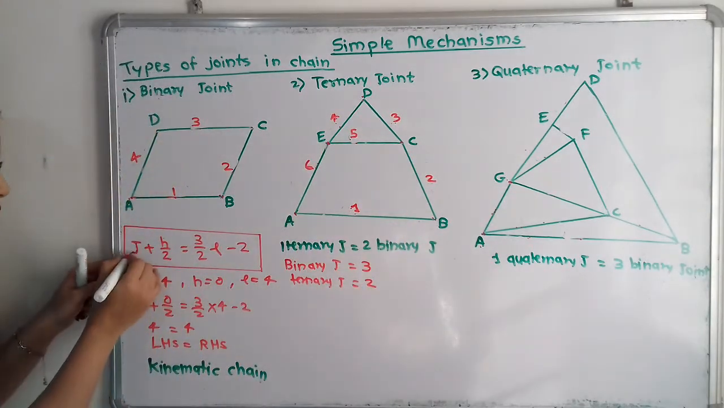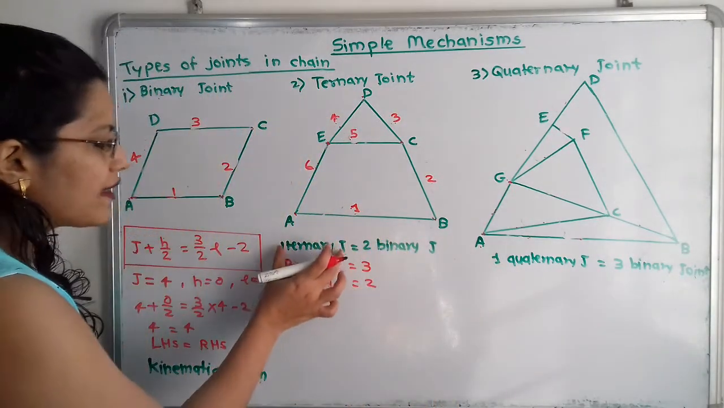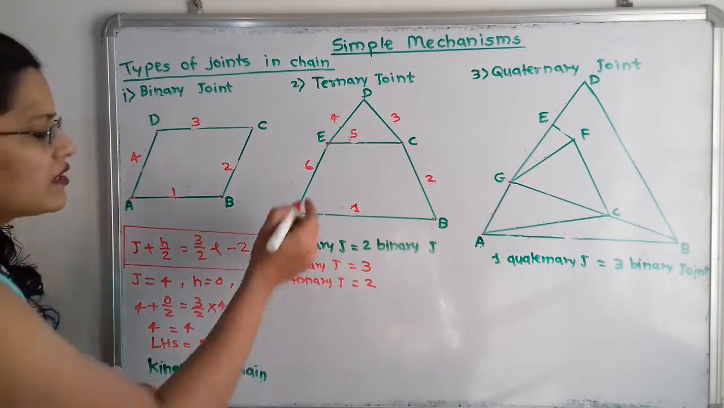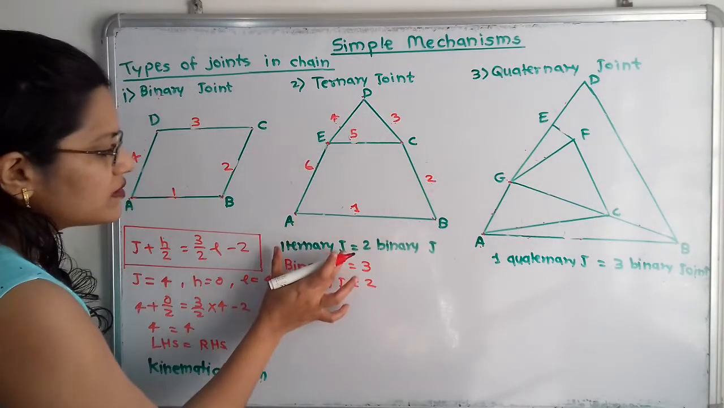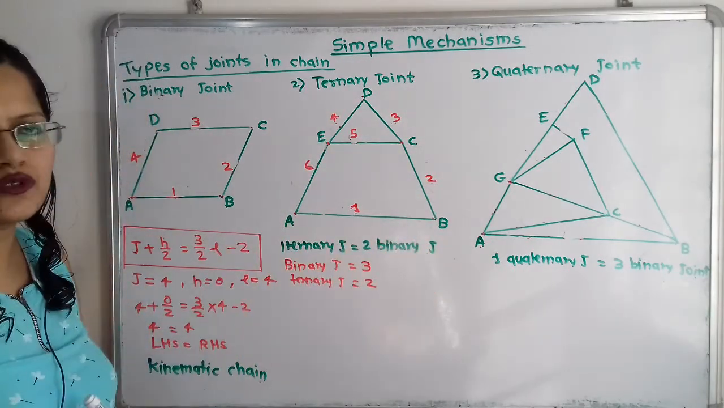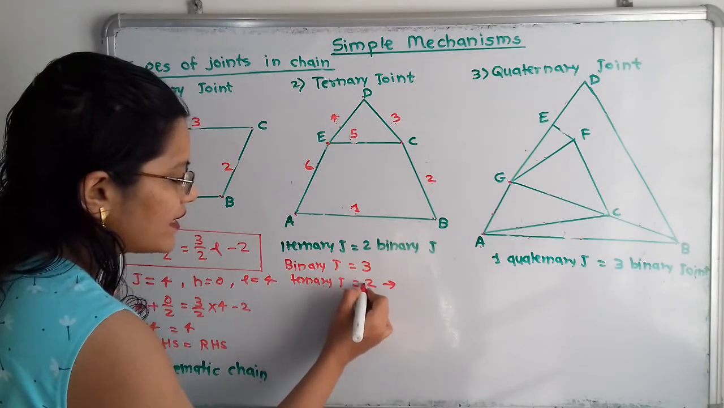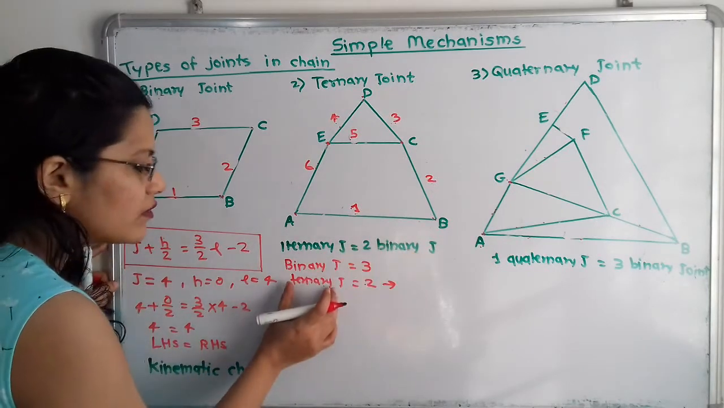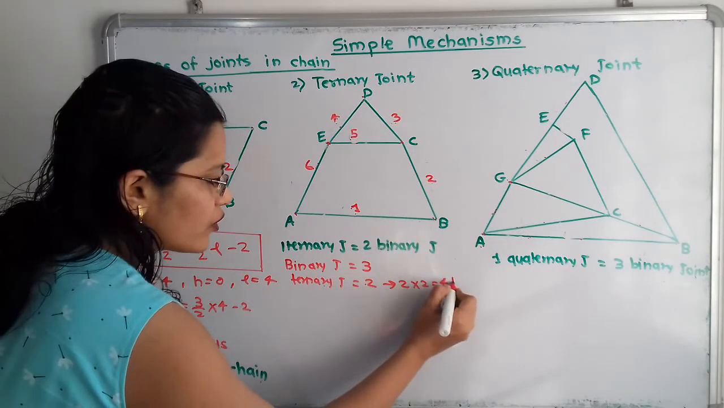But in this formula J is the number of binary joints. So one ternary joint is equivalent to 2 binary joints. Here there are 2 ternary joints, so we have to convert these 2 ternary joints into binary joints. For one ternary joint we take two binary joints, so for two ternary joints we take 2 into 2, that is equal to 4 binary joints.